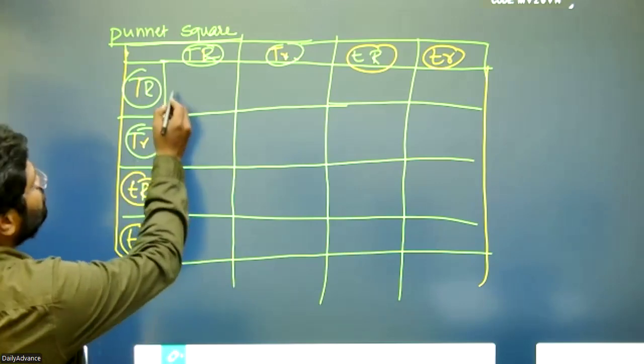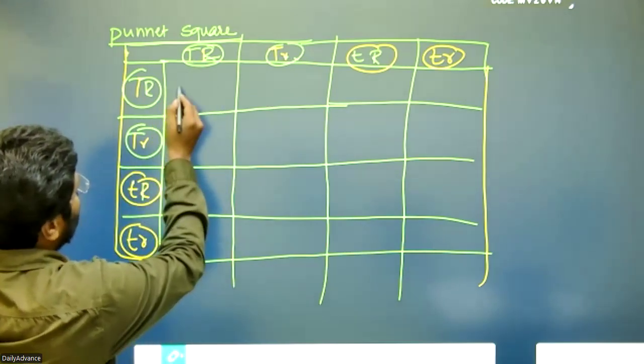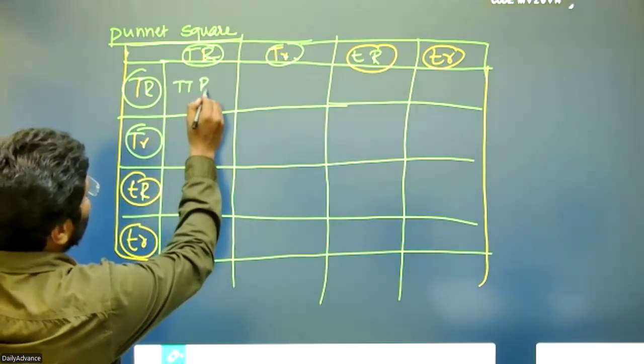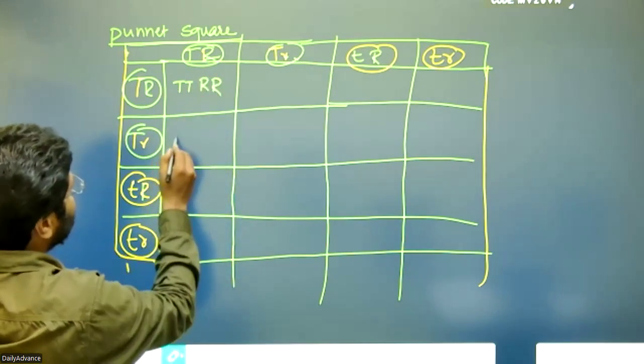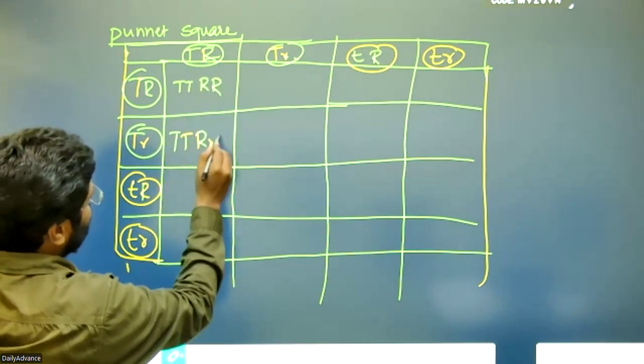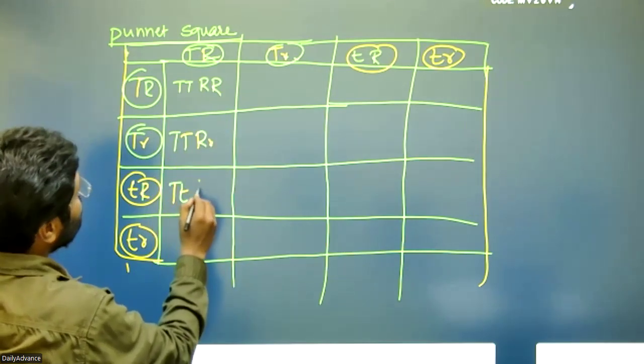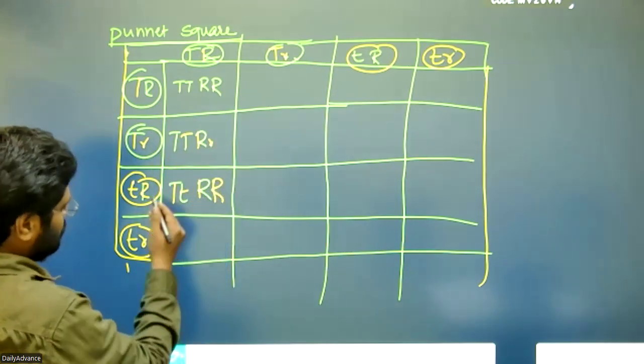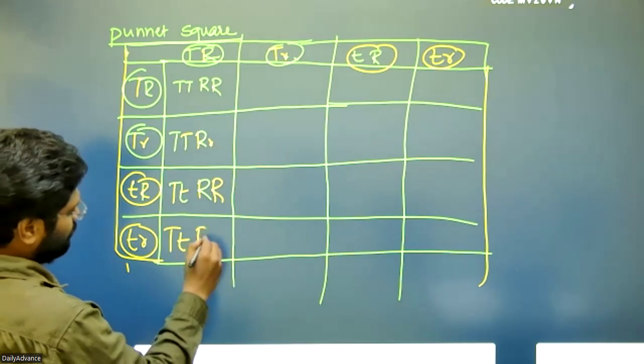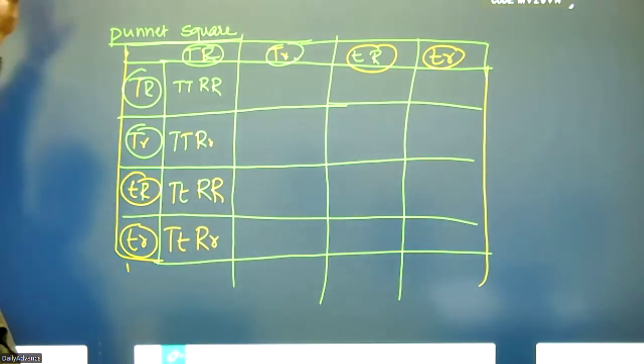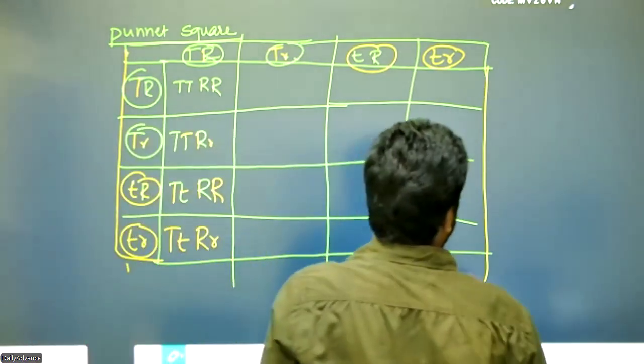So here you can see this combination: capital T, capital R, capital R. This combination: capital T, capital R, small r. This combination: capital T, small t, capital R, capital R. This combination: capital T, small t, capital R, small r. So 4 combinations, 16 offspring.